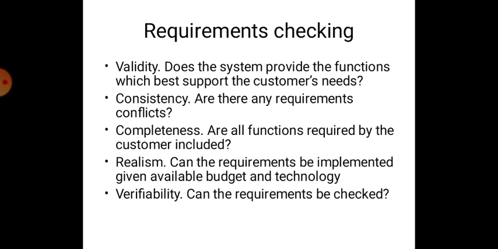Next point, realism. Can the requirement be implemented given available budget and technology? Yes. So here realism means, is it implementable with the available hardware and software? Is it possible within the required budget? Okay, or should we increase the budget? All these aspects are checked here. Next, verifiability. Can the requirements be checked? So it is very much required that the requirements must be able to be checked.